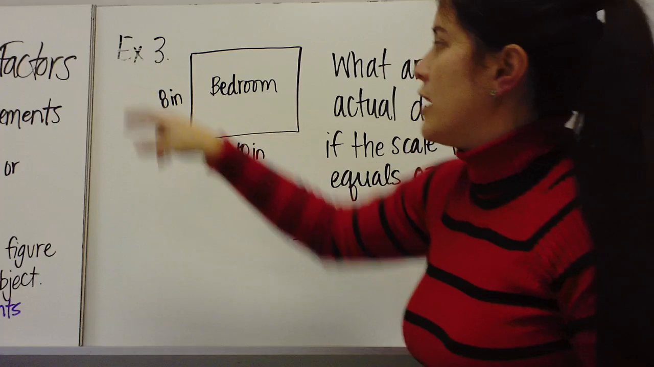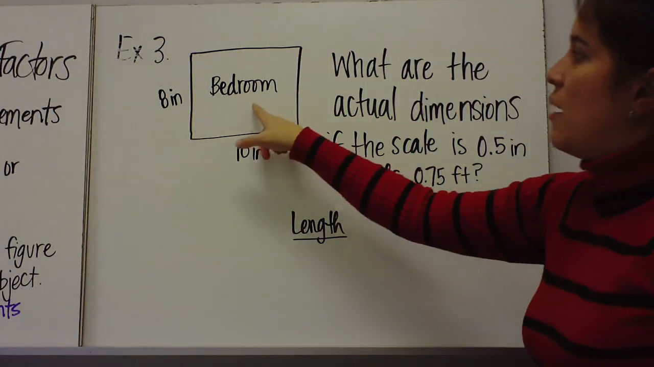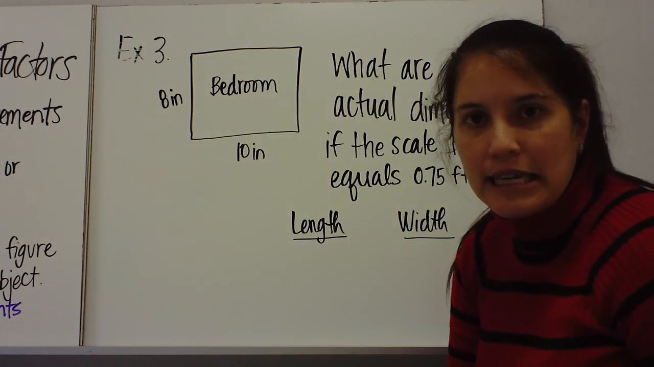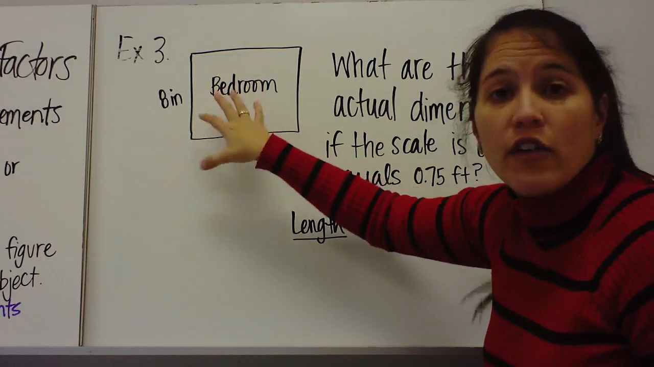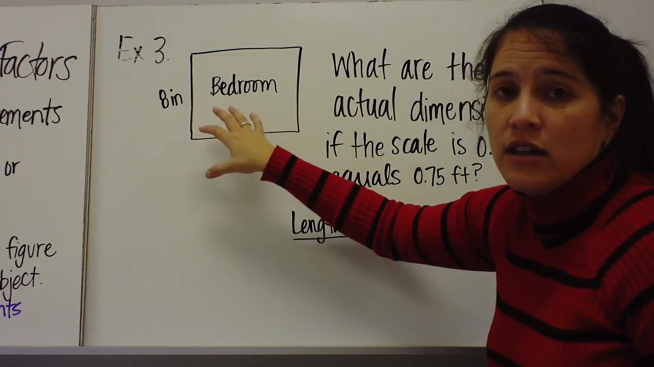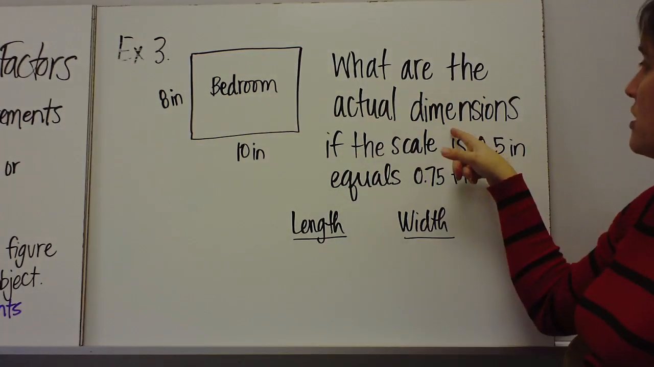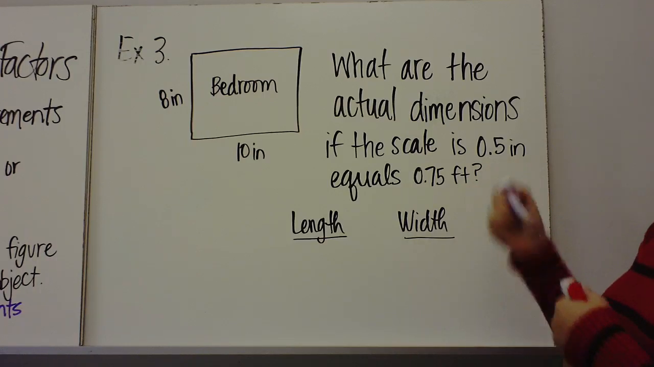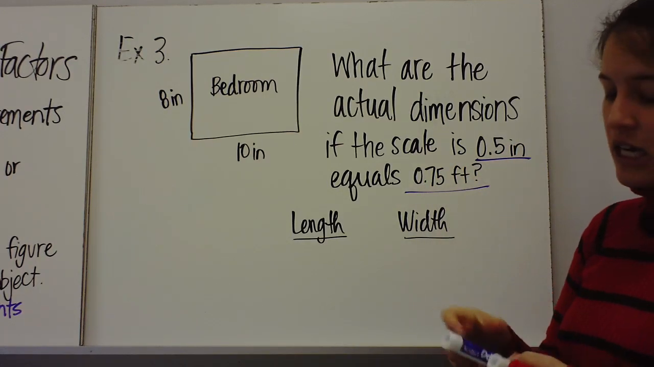All right, so example 3. Here we have a bedroom. The bedroom, 8 inches by 10 inches. Now, realistically, can you live in an 8 by 10 inch? No. So this is obviously a drawing, a scale drawing. So 8 inches by 10 inches. And then it says, what are the actual dimensions if the scale is 0.5 inch equals 0.75 feet?